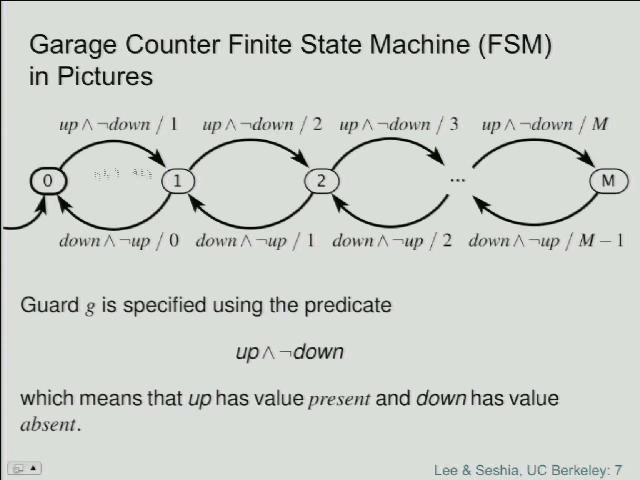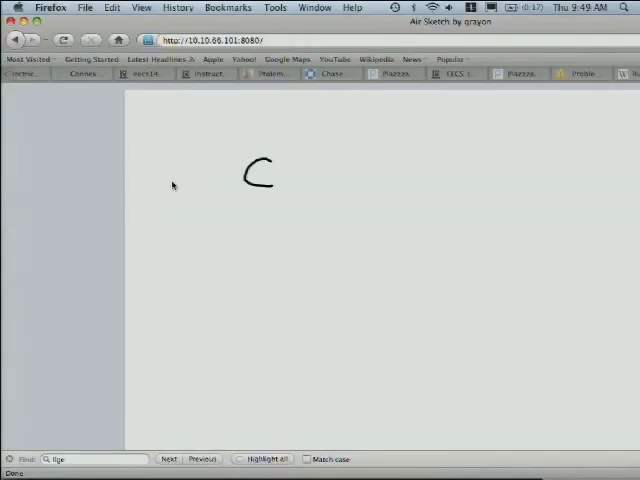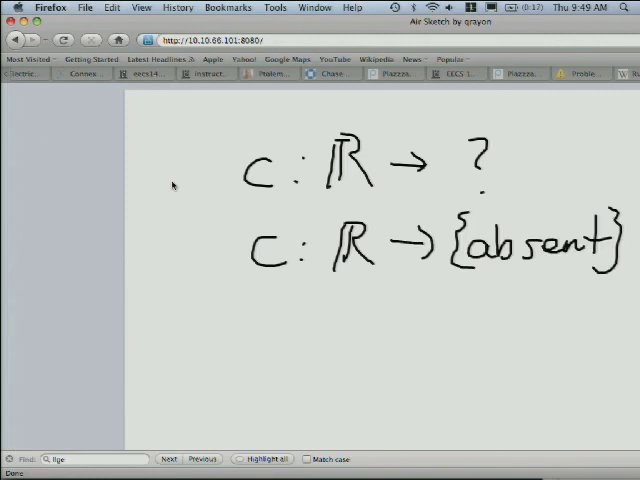So let me attempt this notation again. If the output is a signal C for count, it's giving us the count of the machine. It's going to be a function that maps the real numbers into something. The question is what? In the state machine model that I've given you, we're specifically assuming that it maps into either absent, or a natural number.